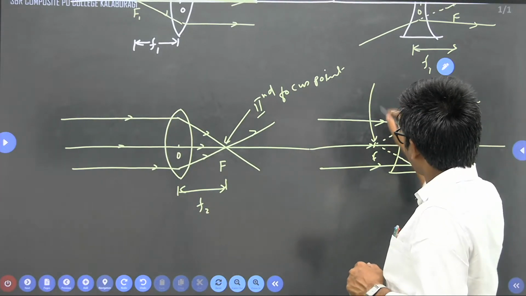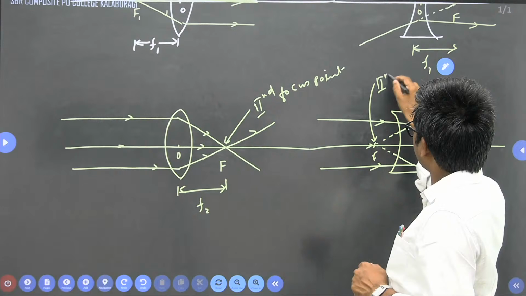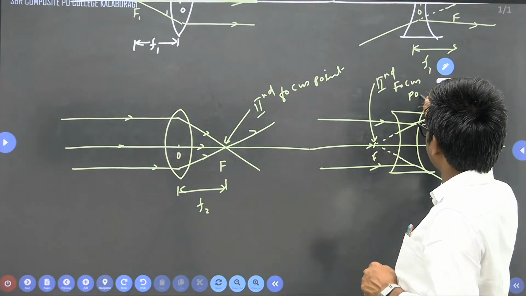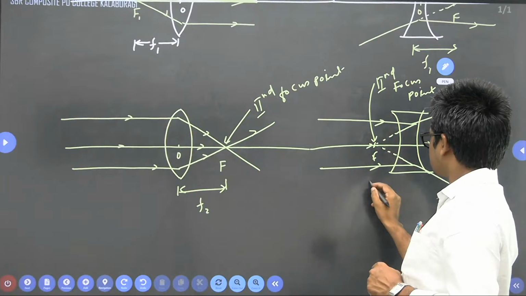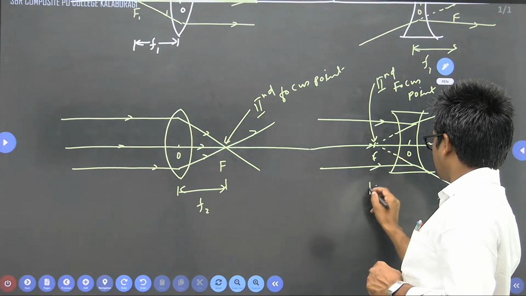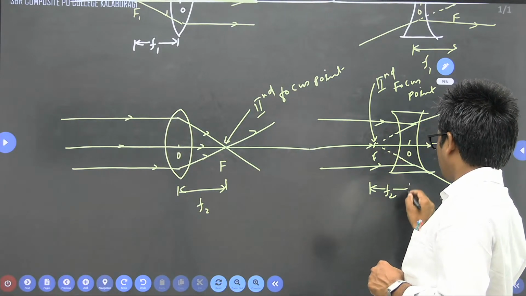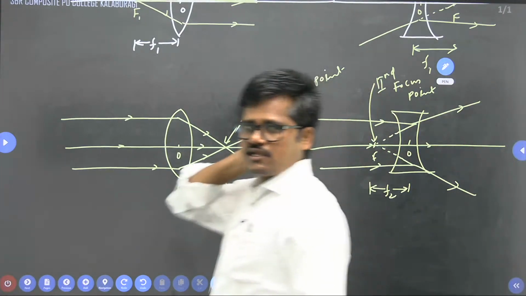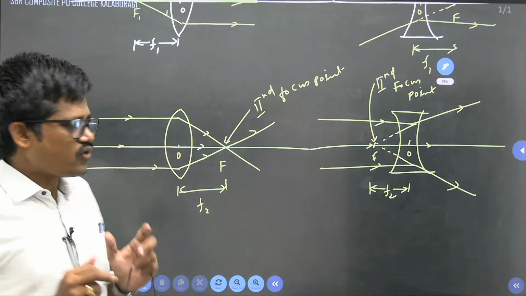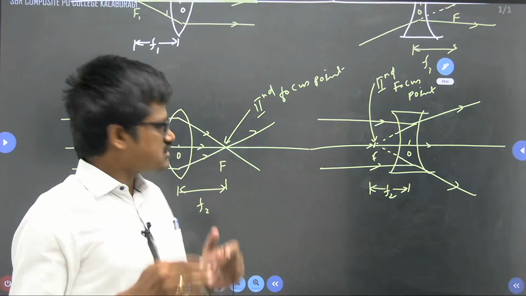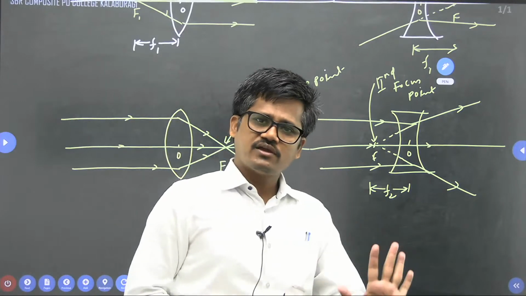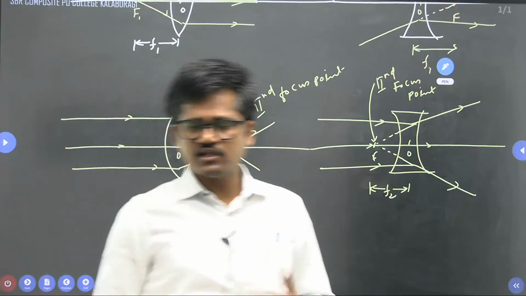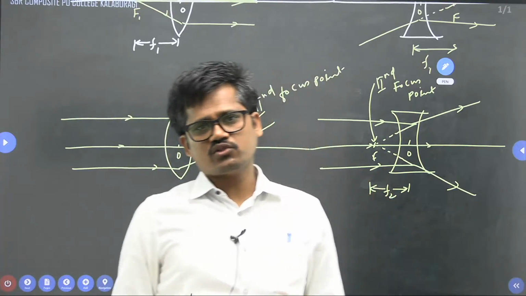This point we can say is the second focus point, and the distance from the optic center to this point we call f2. Now, in reality, the actual focal length of a given lens is the second focal length only. In whichever problems, if they say focal length of a lens, they mean second focal length only.